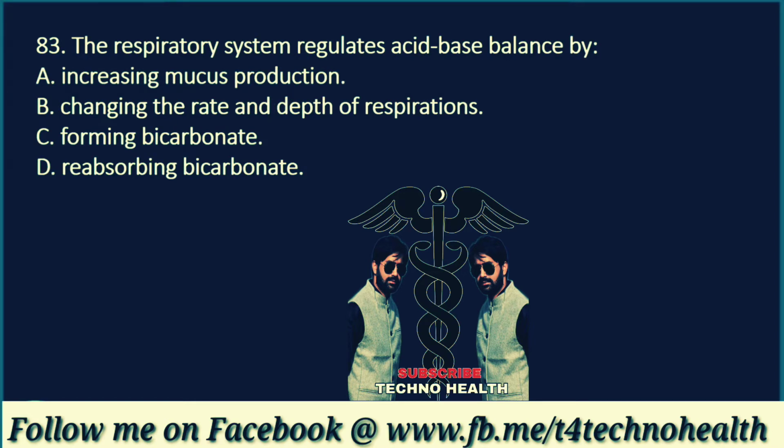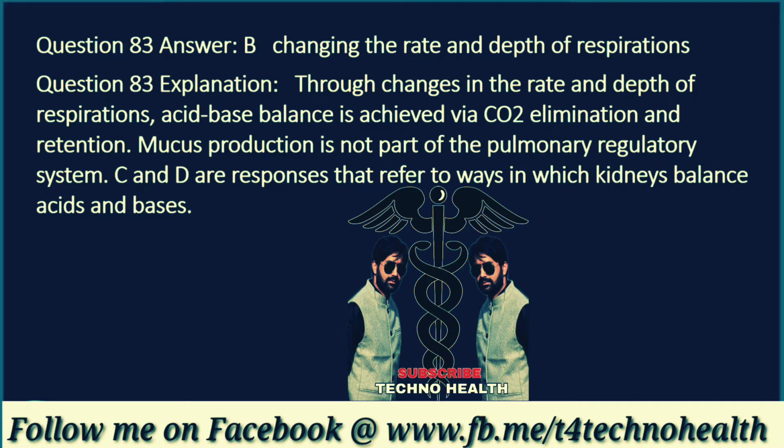Question 83. The respiratory system regulates acid-base balance by A. Increasing mucus production. B. Changing the rate and depth of respirations. C. Forming bicarbonate. D. Reabsorbing bicarbonate. Answer: B. Changing the rate and depth of respirations. Explanation: through changes in the rate and depth of respirations, acid-base balance is achieved via CO2 elimination and retention. Mucus production is not part of the pulmonary regulatory system. C and D are responses that refer to ways in which kidneys balance acids and bases.